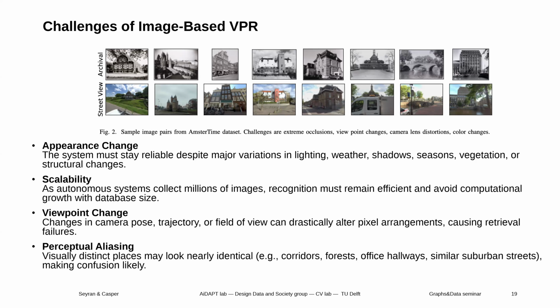So the question is, for such mobile devices, you have a scalability issue. What is the size of the database and how do you store and compare these images? Another problem is viewpoint change, which I showed you here, and perceptual aliasing, which means that in indoor scenarios, for example, you have many staircases that look the same, or the wall is basically the same. So there are many images in the database that don't make sense, and you can find lots of matches if you do this image similarity.